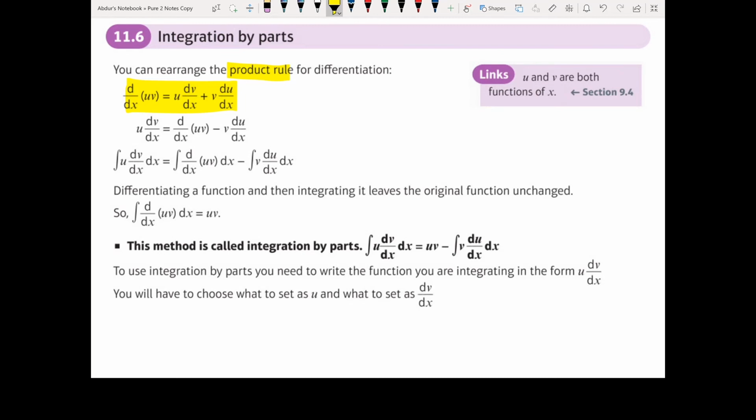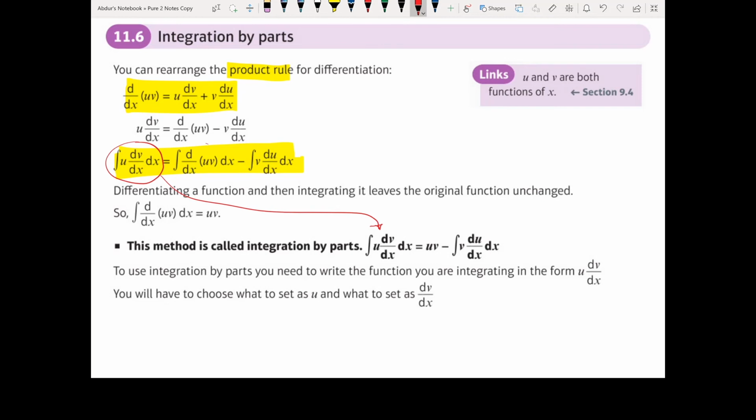So if we do that, which is on this line here, we can see that integrating u dv by dx must then be equal to the integral of d by dx of uv minus the integral of v du by dx with respect to x. Now this here then simplifies to the following. We'll just take a look at which bit simplifies in particular. So the integral of u dv by dx remains as it is.